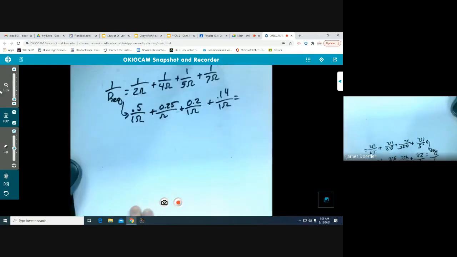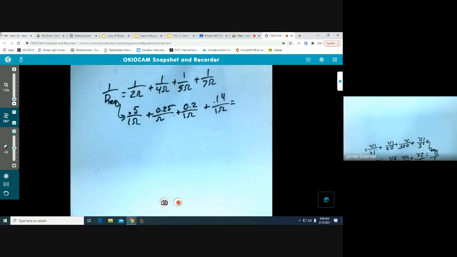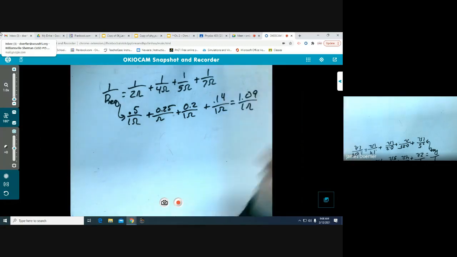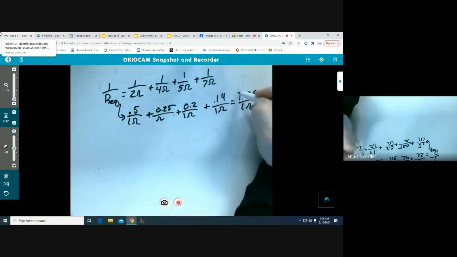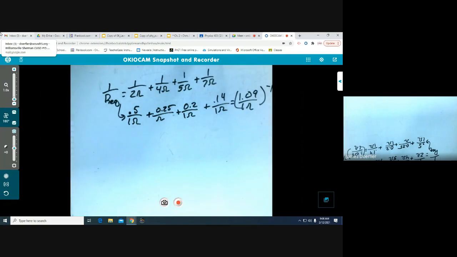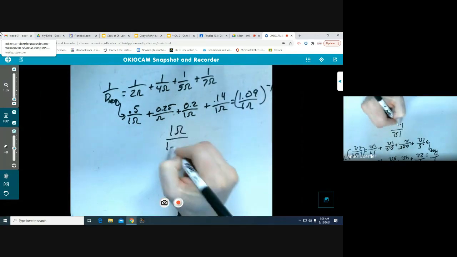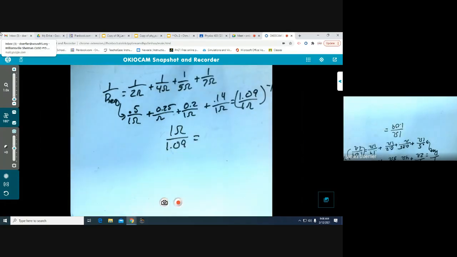Next, what we're going to want to do is add up those decimal values. What do we get? 1.09 over 1 ohm. We're going to take that answer and take the reciprocal of it, so it's going to be 1 ohm over 1.09. What do you get?